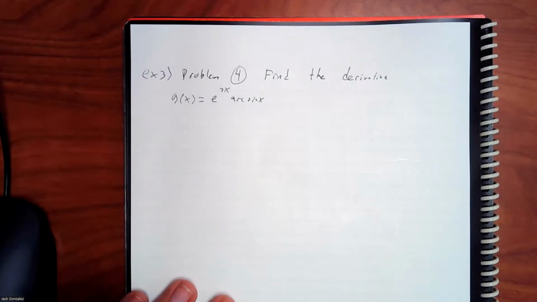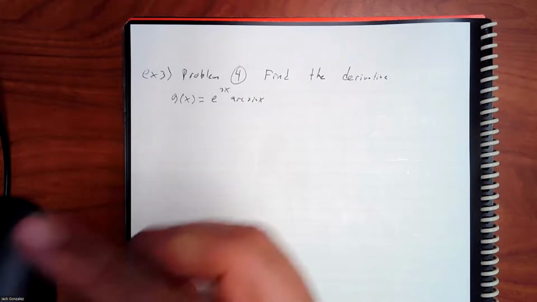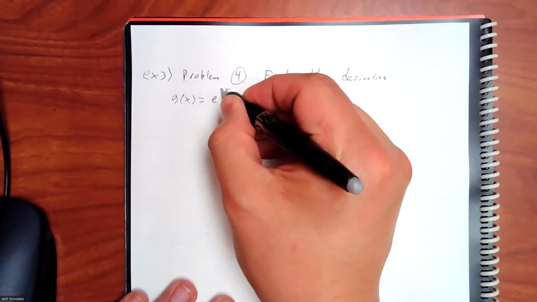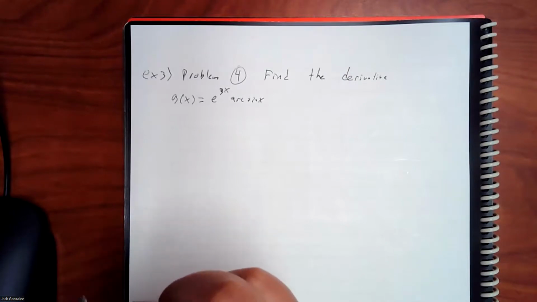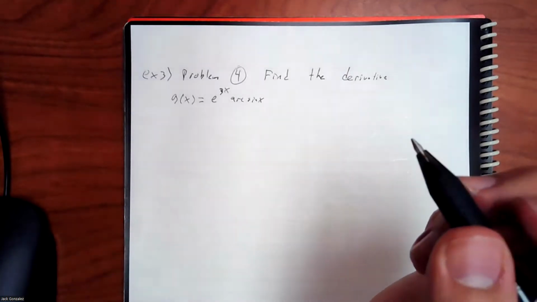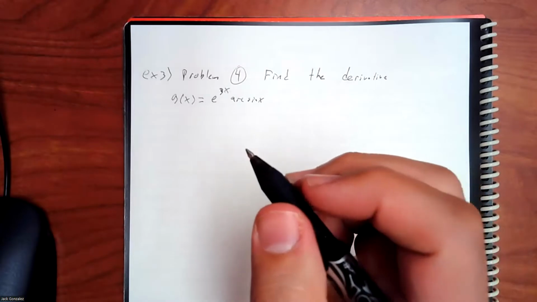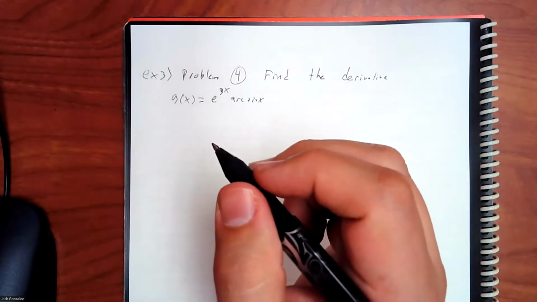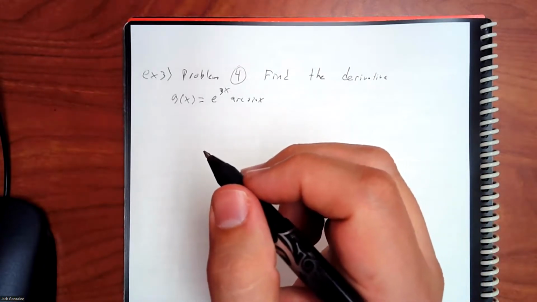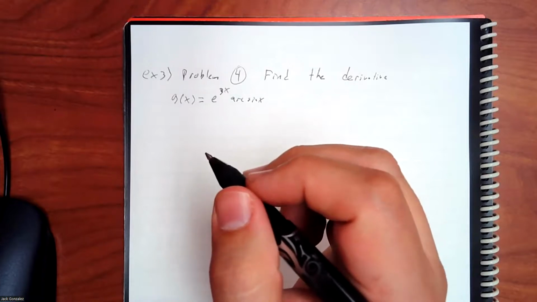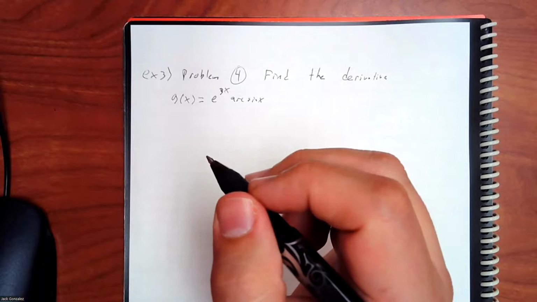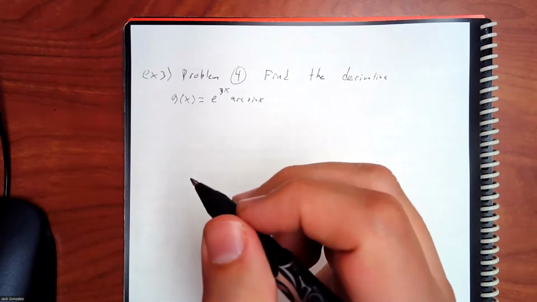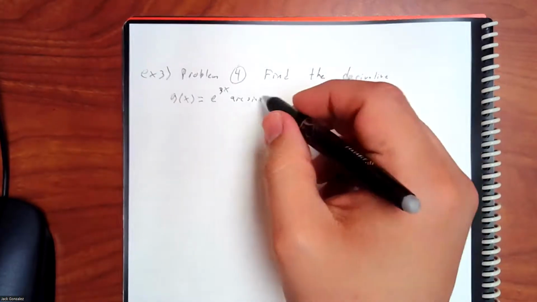Okay. It's e to the 3x. Looks like a weird 3 there. Times arc sine. So what type of derivative do you think this is? Yeah, it's going to be a product rule, isn't it? During the product rule, we will do the inverse derivative for arc sine.